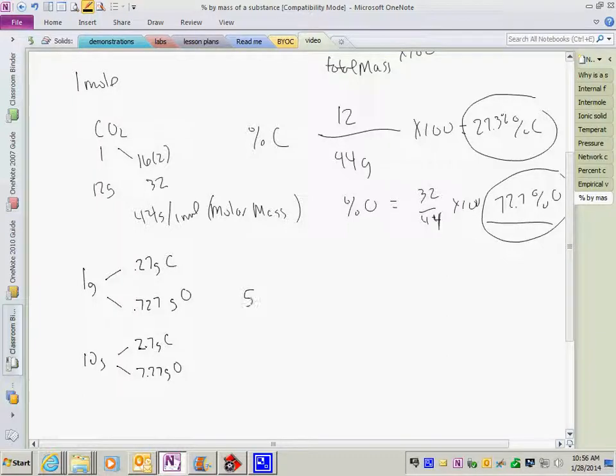If I have 50 grams of carbon dioxide, how much carbon do I have, how much oxygen do I have? Okay, well, let's go with 50 grams, dot line, get rid of grams. And, well, in this case, there's a few ways I could solve this problem. Let's just do it this way here.